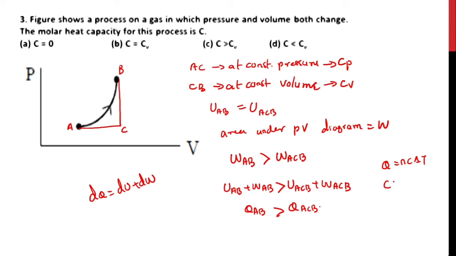So C is equal to Q by n delta T. Consider that in the process AB the specific heat capacity is C. So we can write here C will be greater than what is in the process ACB. We can write CP plus CV, because the process ACB is taking place at a constant pressure and at a constant volume. So the molar specific heat capacity will be the sum of CP and CV. So the final answer is C is greater than CP plus CV.